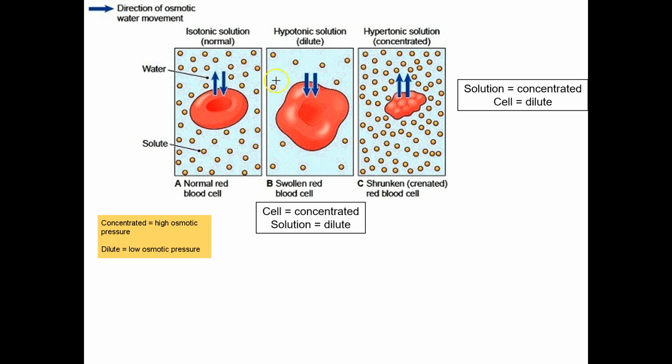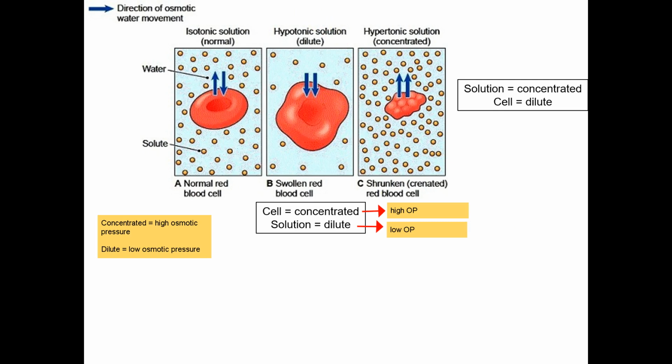And so in this hypotonic solution here, we can see that the solution is dilute and the cell is concentrated. So this means that if the cell is concentrated, then that means that the cell has high osmotic pressure. And the solution is dilute, so it has low osmotic pressure. I'm just abbreviating that OP for right now.